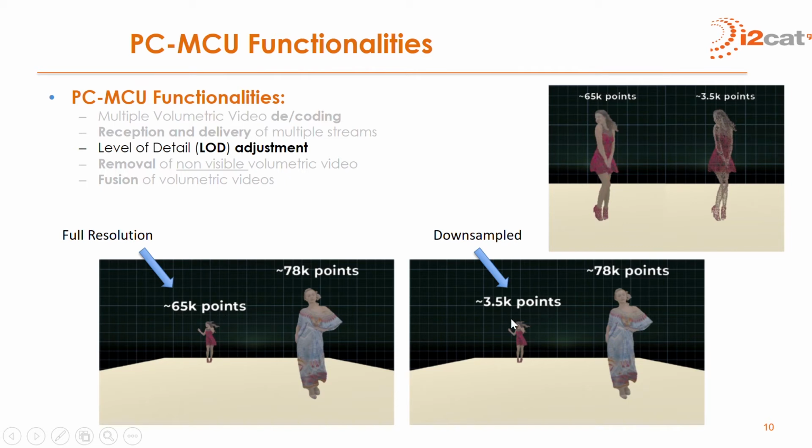With the point cloud MCU performing a level of detail adjustment, we are able to downgrade the resolution of those volumetric videos, in this case point clouds, that are placed far away. So, for example, in this case, we are able to receive everything with an overall amount of points of about 80,000. Obviously, this is possible without changing the quality of experience for the end user because this point cloud is placed at a relatively far distance. If we observe the two point clouds at the same distance at the two different resolutions, we see that there is a visible downgrade, which in this situation is not visible.